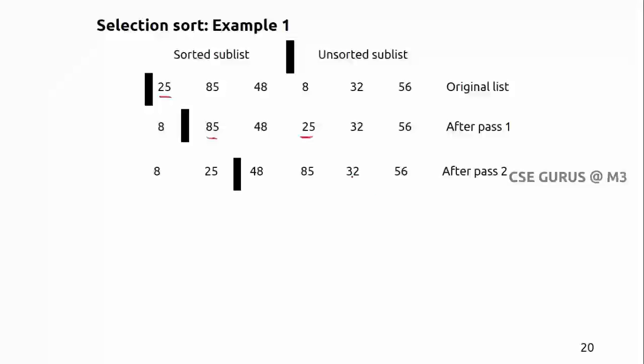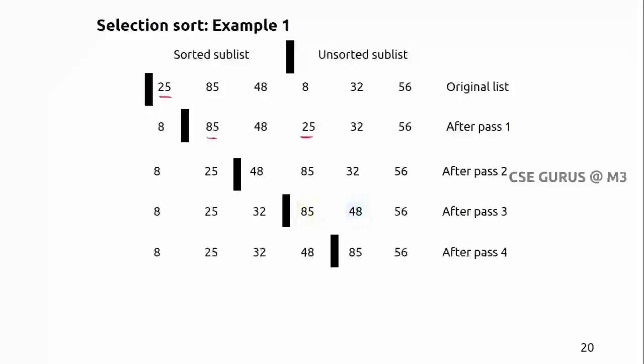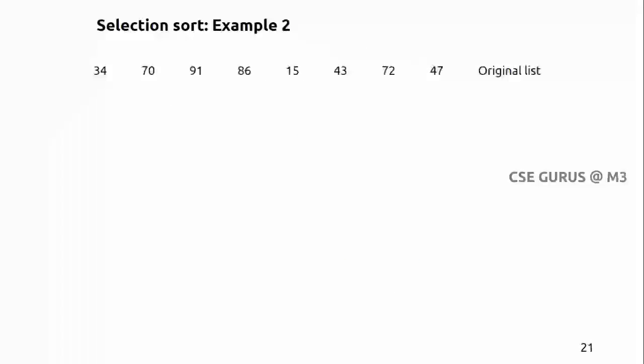Now again from the remaining elements you can see, of course, 32 is the minimum, and 48 is the first element in the unsorted part, swap it. Now the separator will be here. Now 85, 48, 56, which is the smallest? 48, yes, fine. So swap with the first element 85. Now the separator will be here. You can see 4 sorted elements, only 2 unsorted. Again you continue, of course 85 and 56 sorted like this.